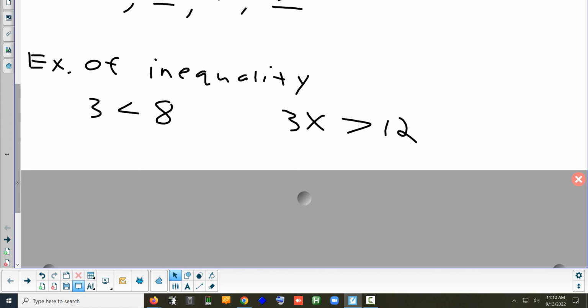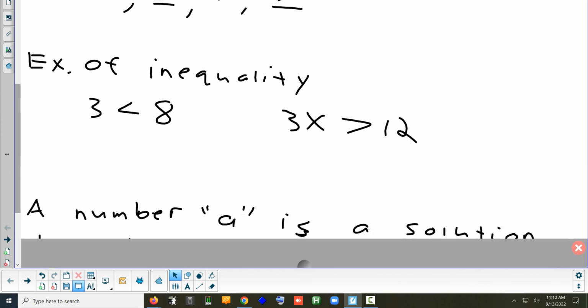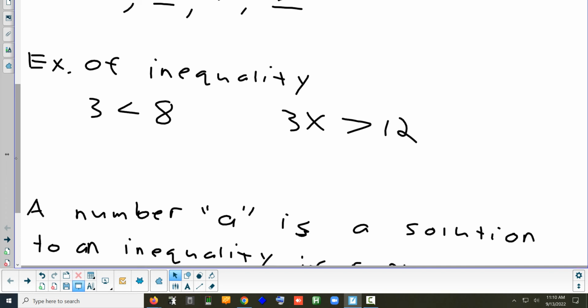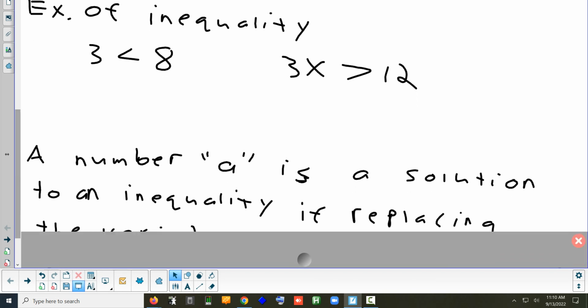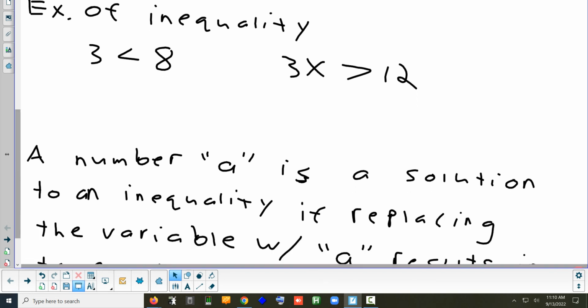So, those are examples of inequalities. The one on the left is a true statement. The one on the right is something that would need to be solved to figure it out. And we solve it very similar to how we solve an equation. So if I wanted to know if a particular number was a solution, we figure that out very similar to an equation. We take that number, plug it in, and see if you get a true statement.